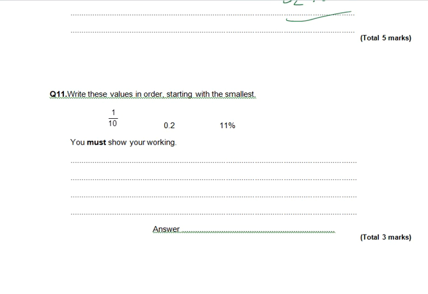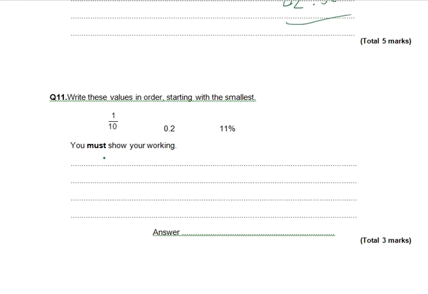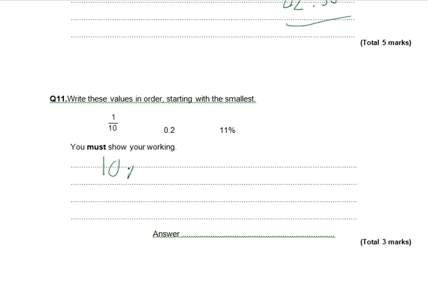Write these values in order, starting with the smallest. Okay, so 1/10 is 10%. 0.2 is going to be 20%, and 11 is 11%. So it's about converting these into the same percentages. We just need to know our decimals, 0.2 being 20%. For 1/10, we should be aware that if you divide by 10, as we did earlier, you get 10%. This now becomes relatively straightforward. So our answer is 1/10, 11%, and 0.2.